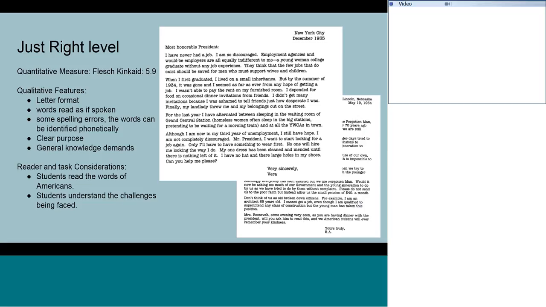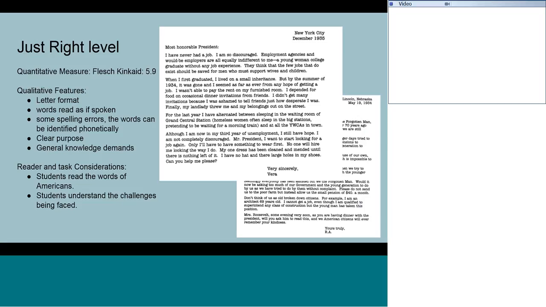When I mentioned that this is at a good level for my middle school students, what I'm talking about here is that the reading level is at a level that the students should be able to handle independently. The particular letter here, written by a woman named Vera, when I measured it using Microsoft Word, I was able to see that quantitatively it measures at a Flesch-Kincaid level of 5.9, which is almost 6th grade.